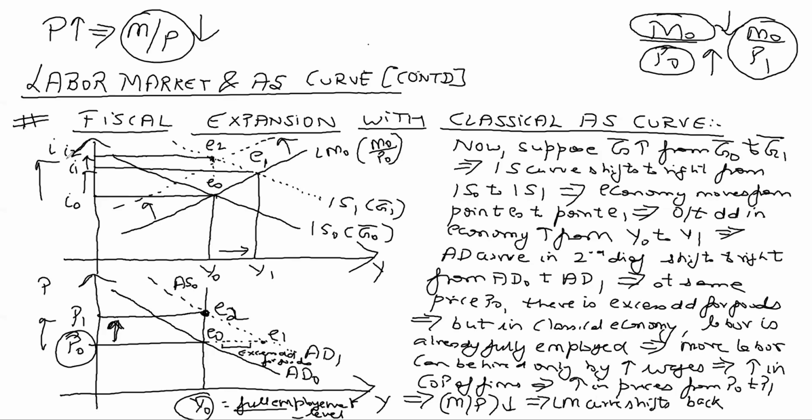So if I say fiscal expansion is successful under the Keynesian economy to increase the level of output, but fiscal expansion fails under the classical economy. It will not be able to increase the output beyond the full employment level. And then let's look at the last two cases after which we stop.